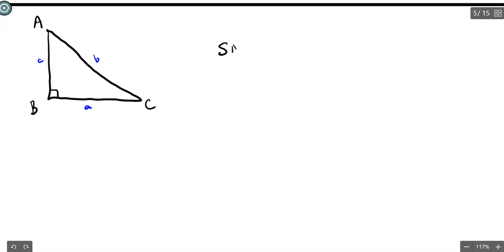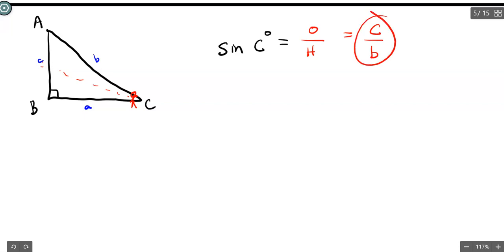If I were to say, hey, what is the sine of angle C? Well, angle C would be my reference point. So here's where my guy is. The sine of C is opposite over hypotenuse. So when I look across, this would be C over B, all right? Opposite over hypotenuse.